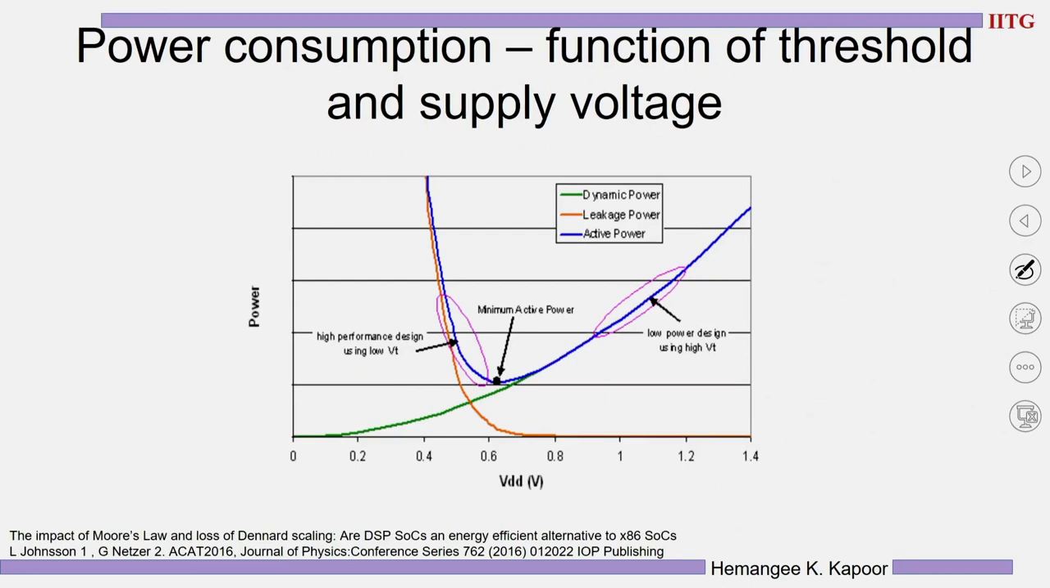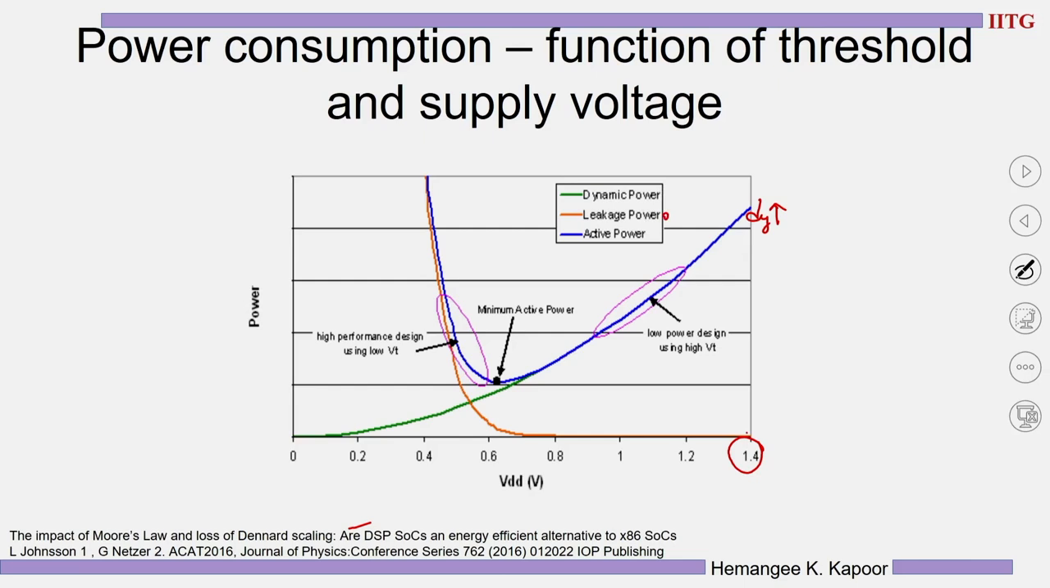This shows the power consumption as a function of the threshold and the supply voltage. The x-axis is the supply voltage and the y-axis is the power consumption. If I have a higher supply voltage, that is, a larger transistor, then the dynamic power, which is green in color and superimposed on this blue, is very high. So a higher supply voltage consumes more dynamic power, but the orange line, which is the leakage power, is very low here, almost negligible.